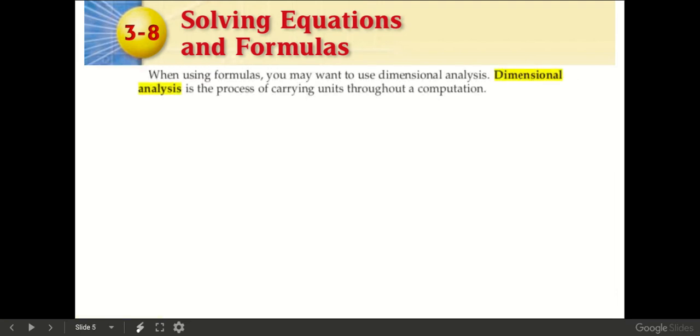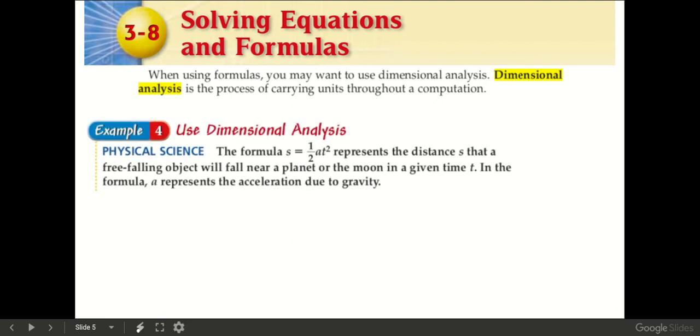So when using formulas, you may want to use dimensional analysis to process the units that we're using in the computation. So using dimensional analysis, we're going to use the formula s equals 1/2 at squared, which represents the distance s that a free-falling object will fall near a planet or a moon in a given time t. In the formula, a represents the acceleration due to gravity. So s is the distance, t is the time, and a is the acceleration due to gravity.